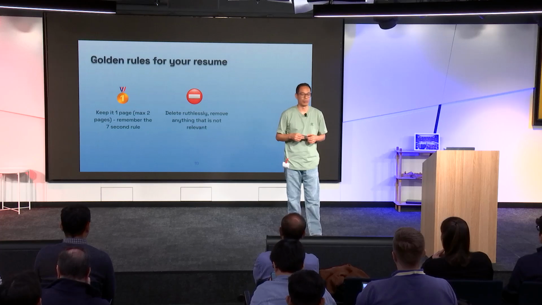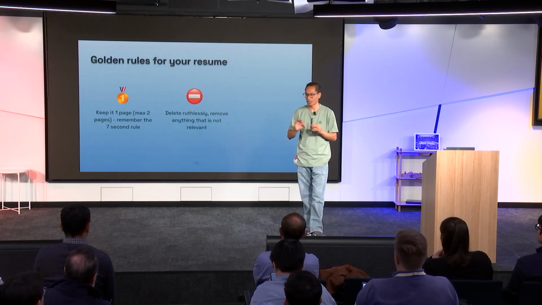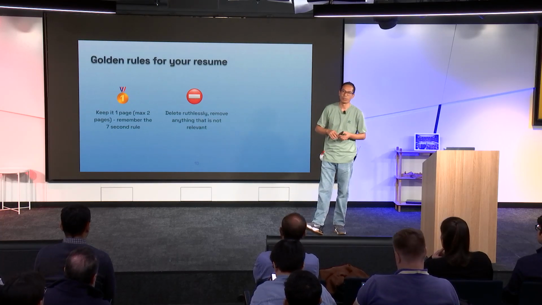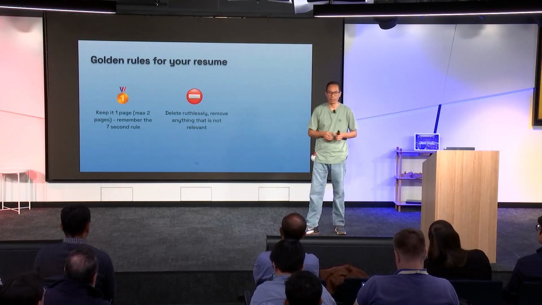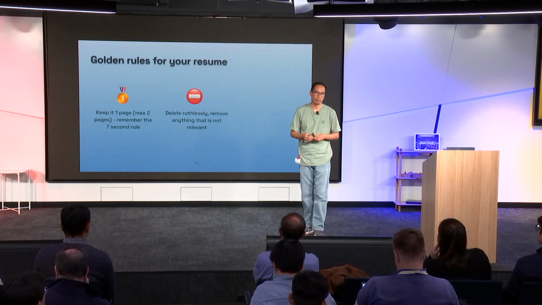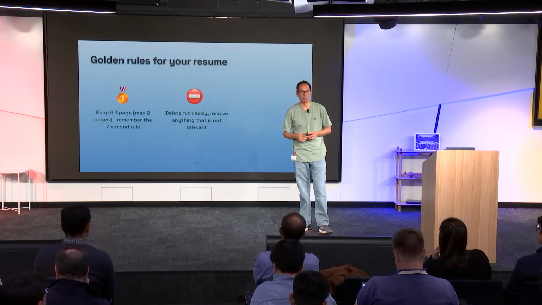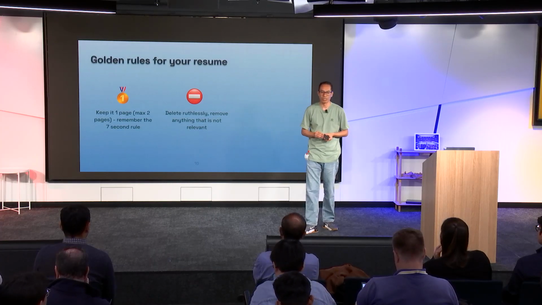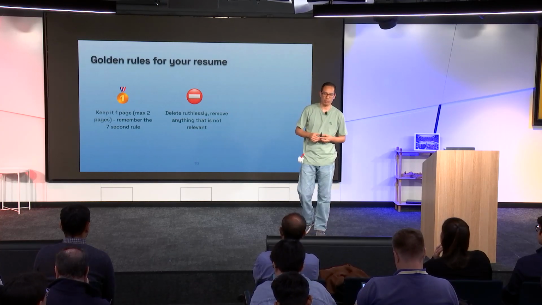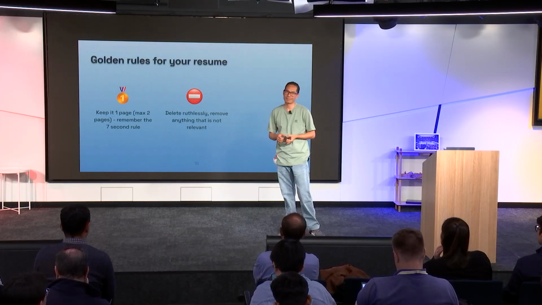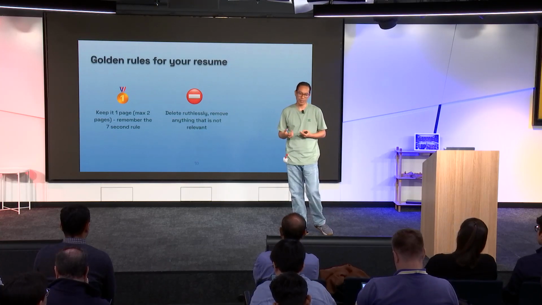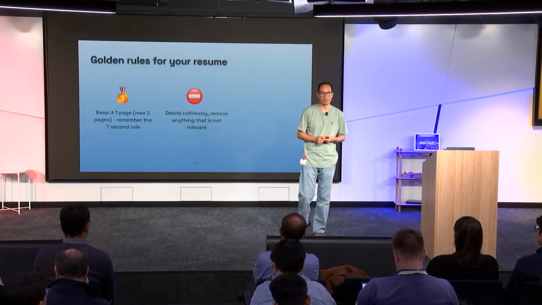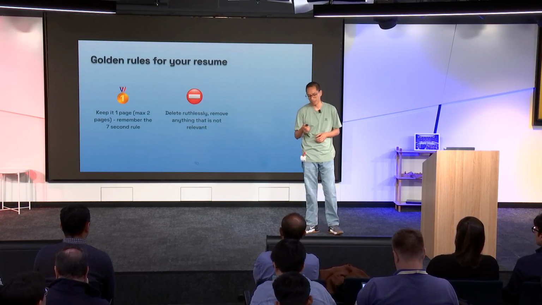Number 2, delete ruthlessly. Remove anything that is not relevant, right? If you're applying for a tech role and you have something that's completely not relevant, a completely non-technical role, maybe it doesn't need to be there. You're applying for a tech role and there are some hobbies that you would want to list, maybe they should not be there. So for every line, think, should it be there? If the answer is maybe, better to delete it than just keep it there.